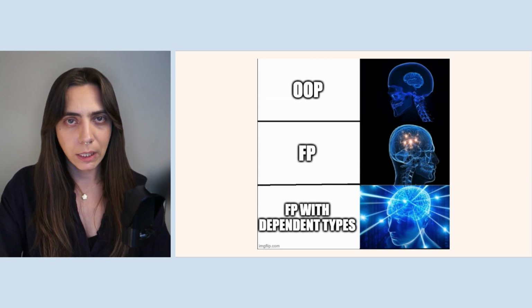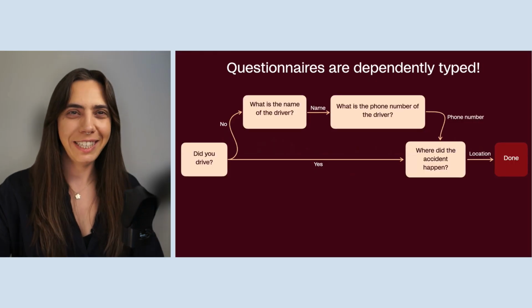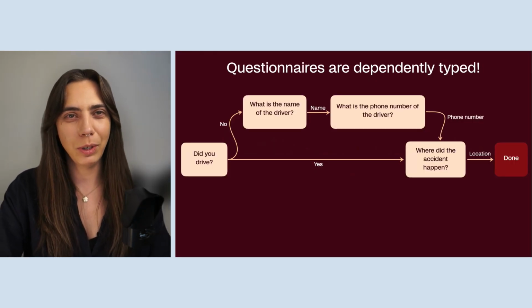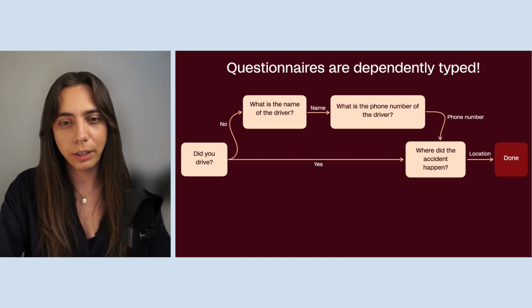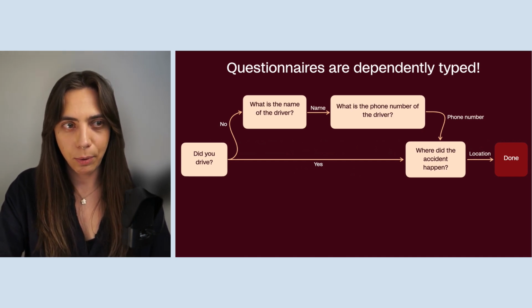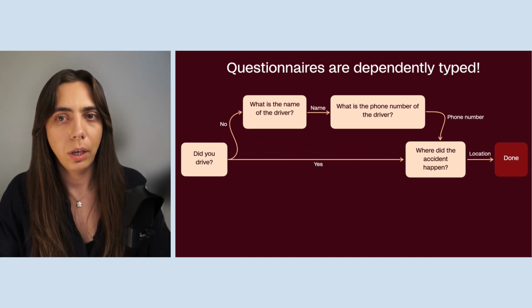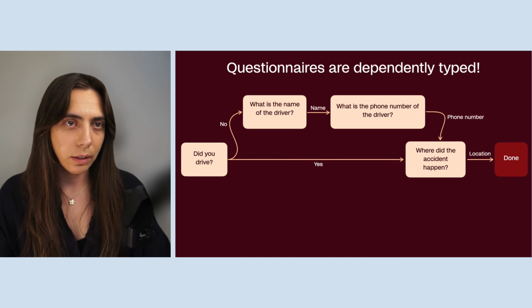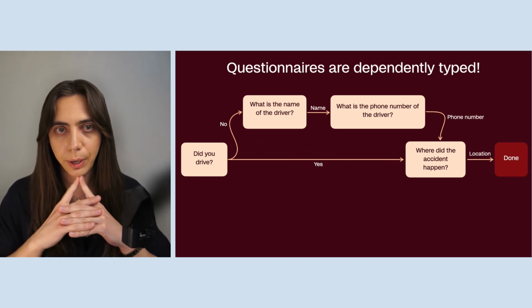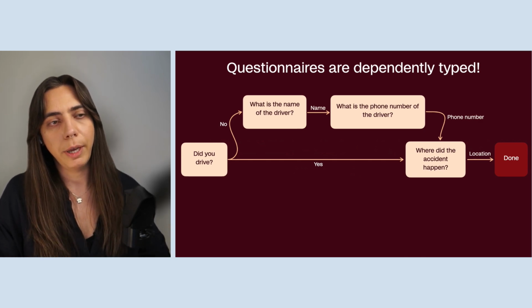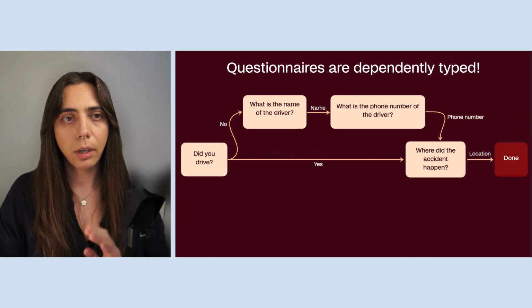So what does this all have to do with questionnaires? As I sort of hinted, it turns out that questionnaires are actually inherently dependently typed. So I'm going to try to explain that now. This is a picture I made of a questionnaire, which hopefully shows that a questionnaire is basically a graph. You have the different questions, and depending on what you answer, you might go to a different question.